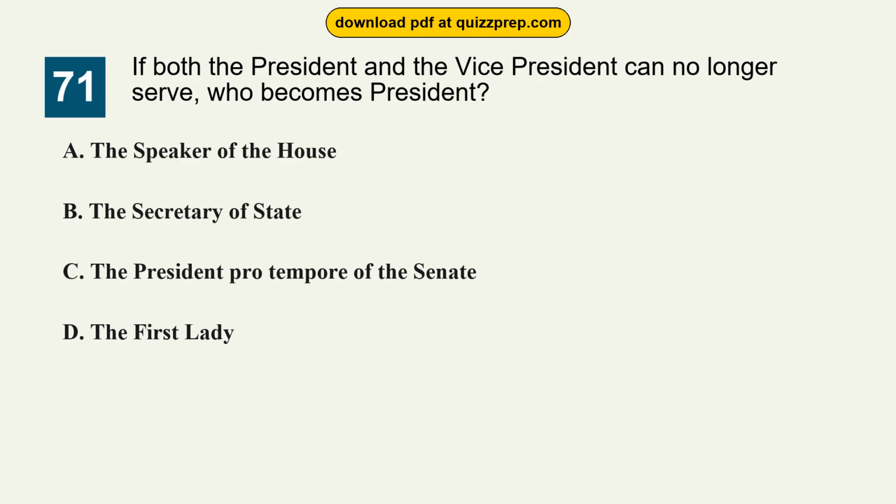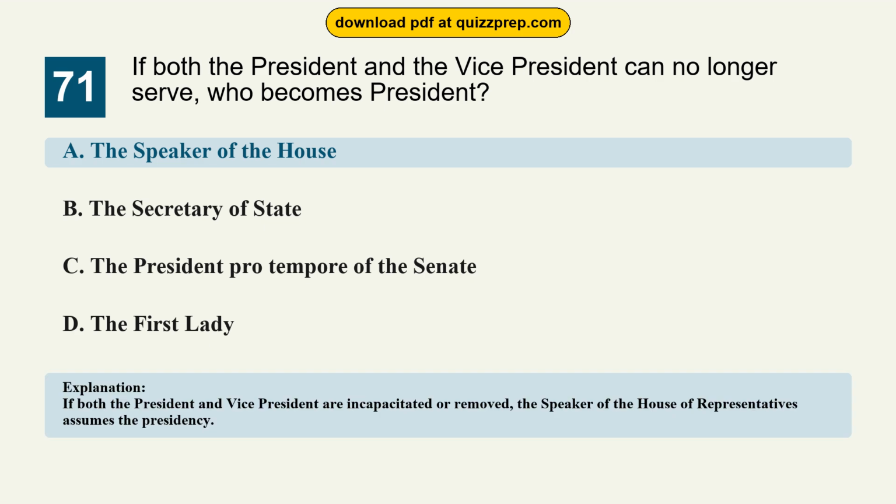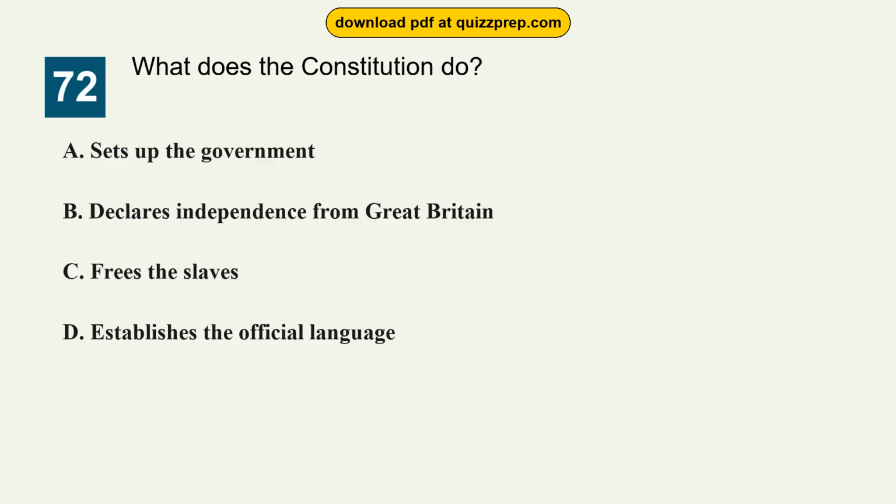Question 71. If both the president and the vice president can no longer serve, who becomes president? Option A, the Speaker of the House. Option B, the Secretary of State. Option C, the President pro tempore of the Senate. Option D, the First Lady. The correct answer is option A, the Speaker of the House. If both the President and Vice President are incapacitated or removed, the Speaker of the House of Representatives assumes the presidency.